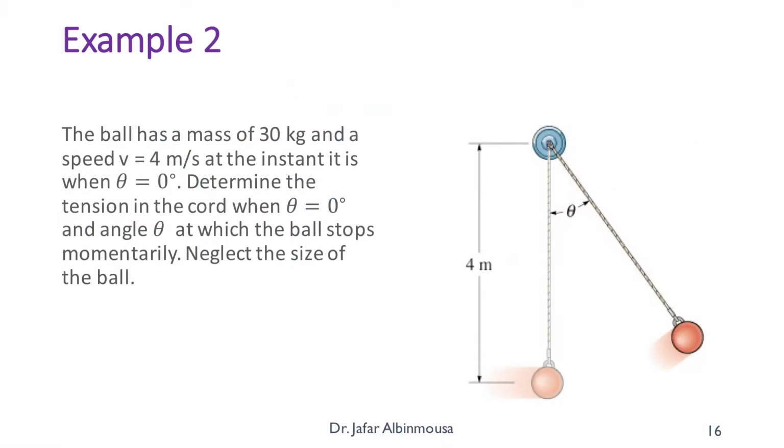Let's now work on this interesting problem where we have a ball that has a mass of 30 kilograms and a speed of 4 meters per second at the instant when theta is equal to 0, right there. We want to determine the tension in the cord when theta equals 0 and the angle theta at which the ball stops momentarily. Now we know that the ball will swing going this way up, it will stop, and then it will swing back. It will stop momentarily at this position, so we want to know what this angle is.